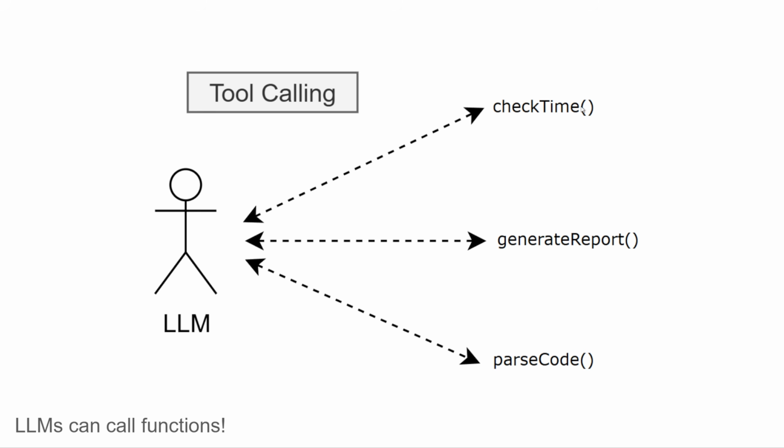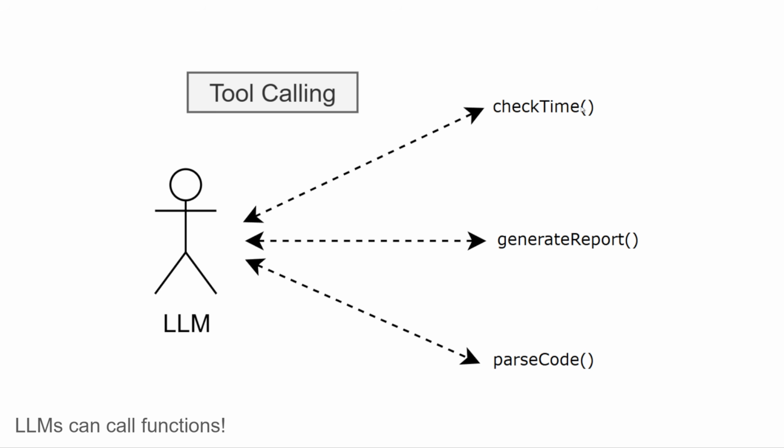A lot of language models also have a really cool feature called tool calling, where you can give the model a list of functions that it can choose to call. So, for example, you can give it access to a check time function that returns the current system time, because the model obviously doesn't know the time on your computer or whatever system it's running on. You can give it a generate report tool, for example, if you want something like that.